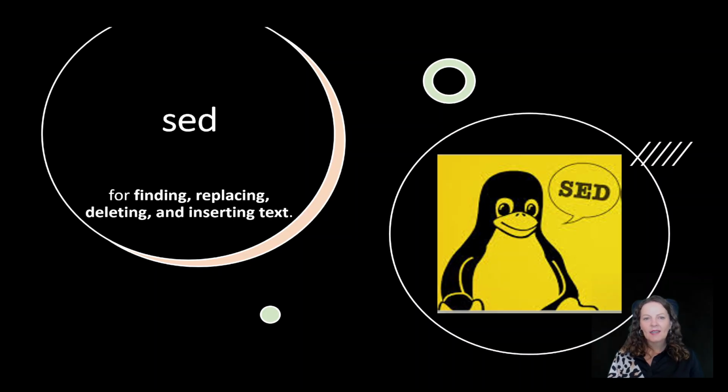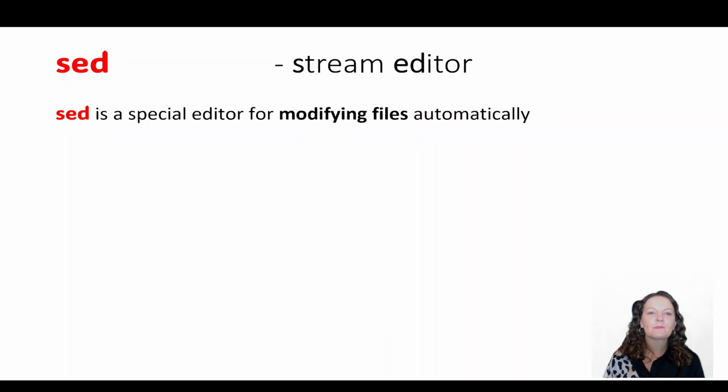This is a hugely important part of being able to manipulate text and files, because what it allows you to do is to transform text on an input stream, whatever that input stream is, whether it's from your standard input, from a file, or from a pipeline. So as you can see there, for finding, replacing, deleting, and inserting text. It works line by line in a file, which makes it hugely beneficial as you're editing. What sed stands for is stream editor.